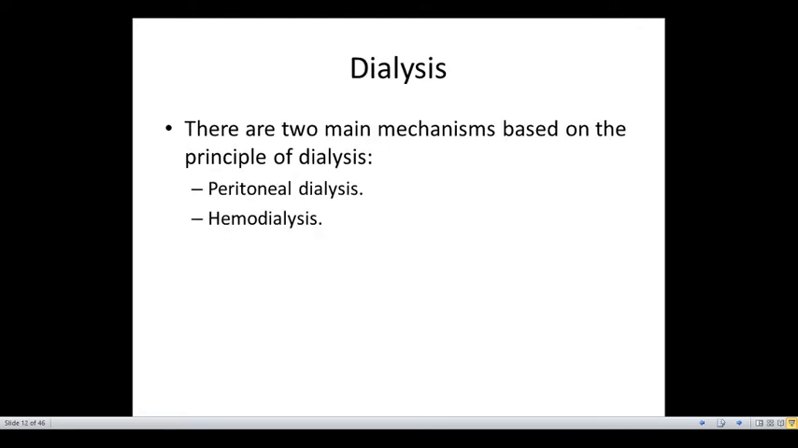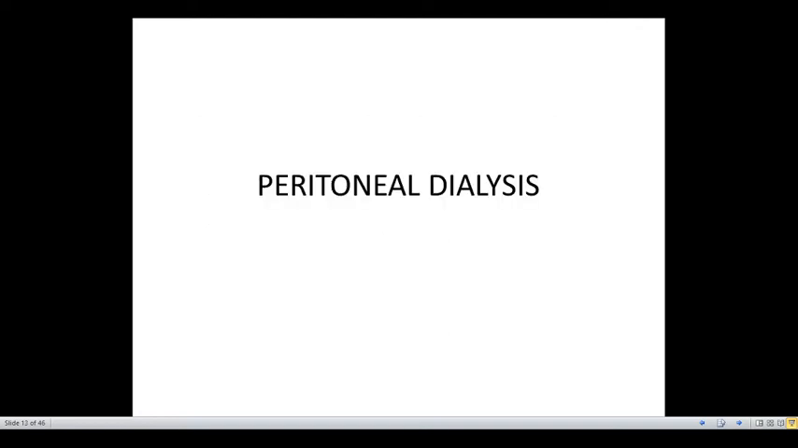There are two main mechanisms based on the principle of dialysis. Number one is peritoneal dialysis, and number two is hemodialysis. Let's first study peritoneal dialysis.